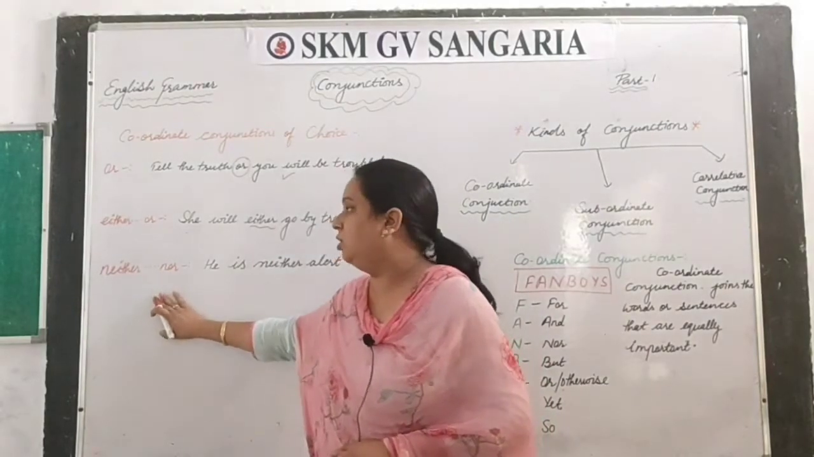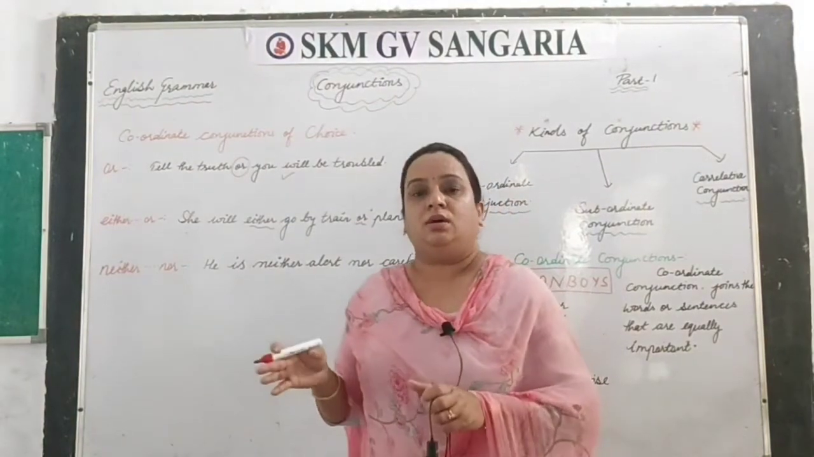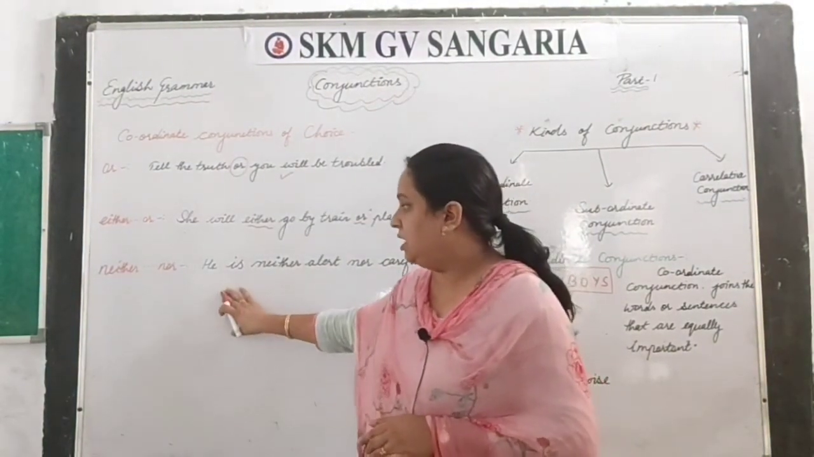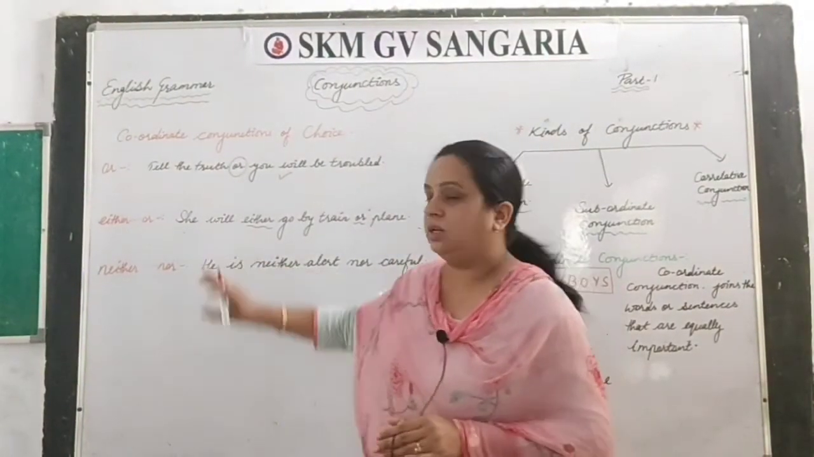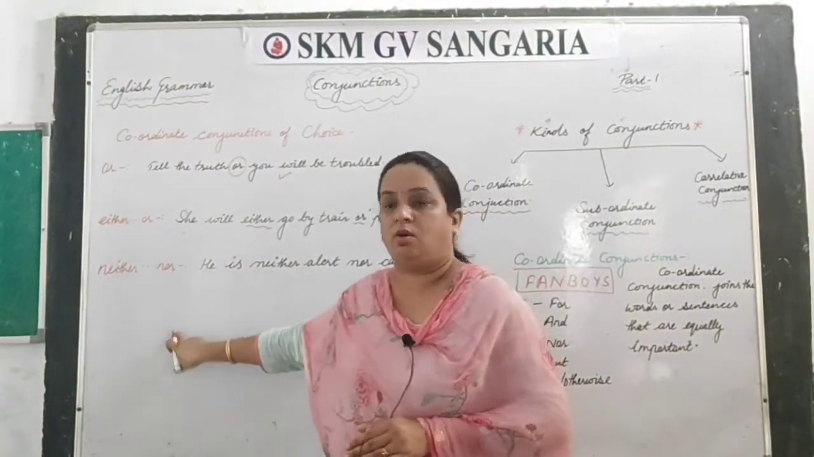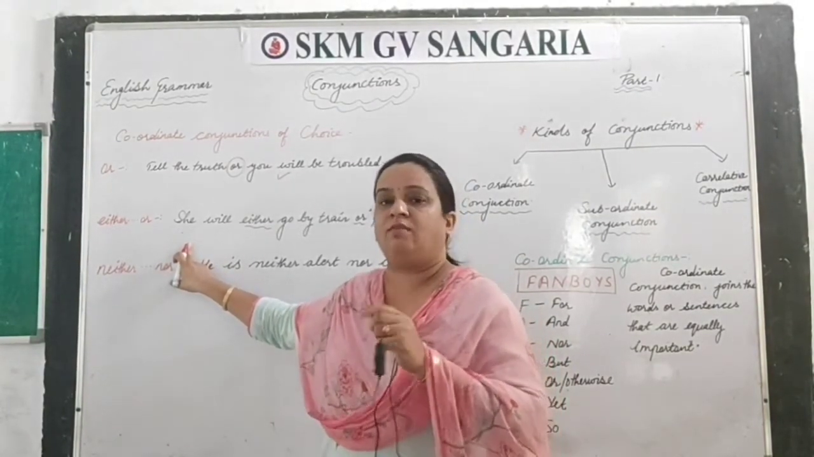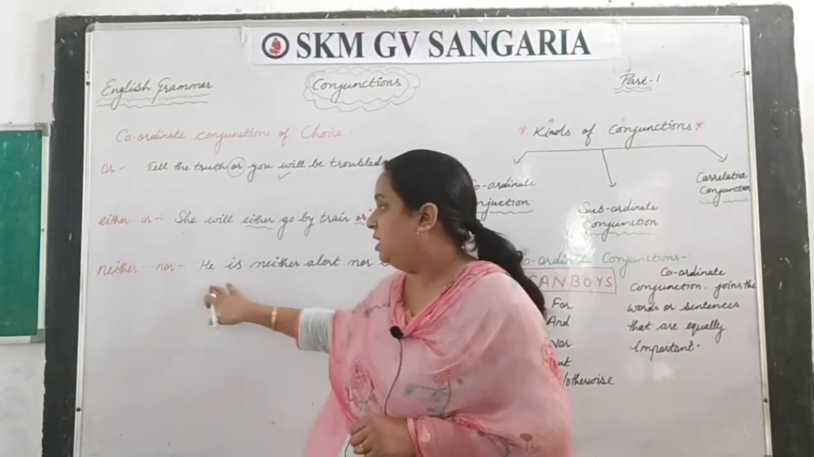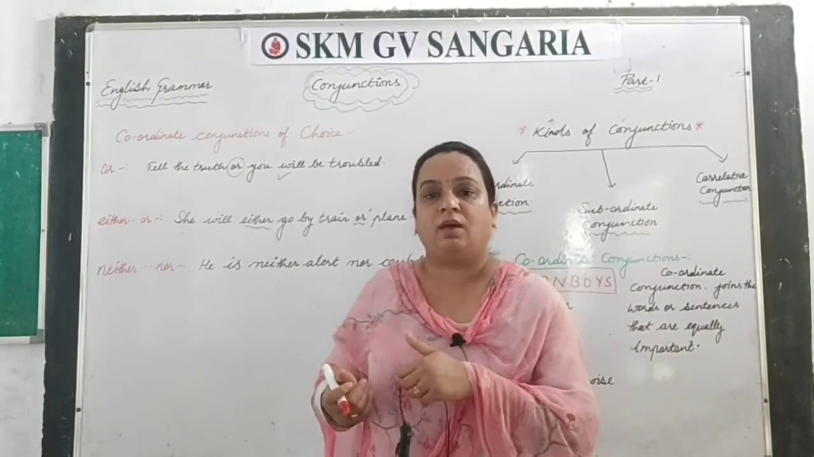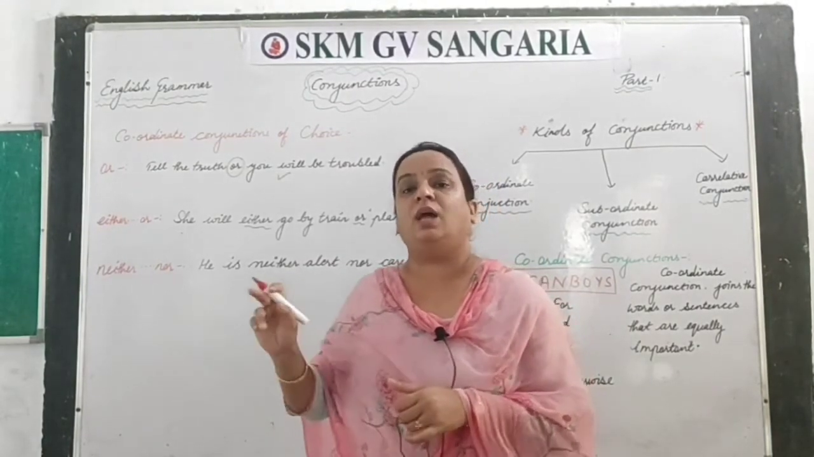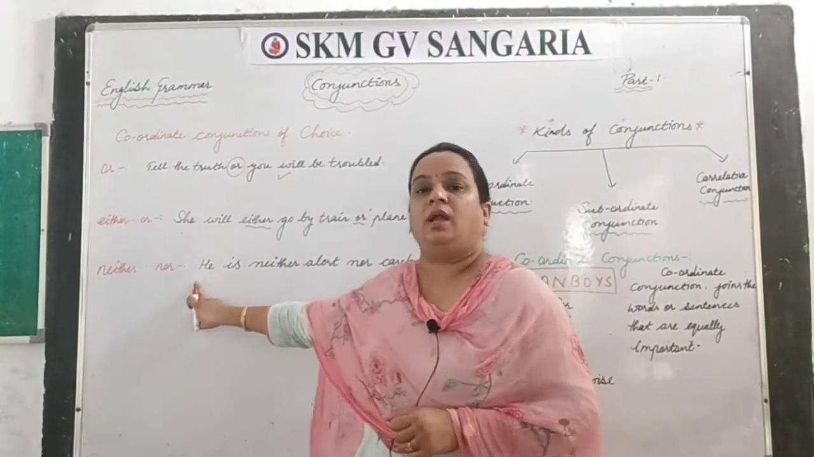Next is neither and nor. He is neither alert nor careful. See the difference between either or and neither nor. Either and or we use when there are two choices and we have to go for any one. But here the two choices, whatever we are having, the person is not going with that, he is opting for the third one, then it is neither and nor.